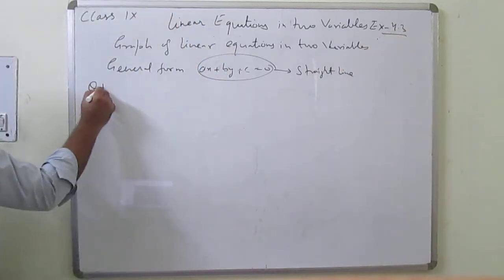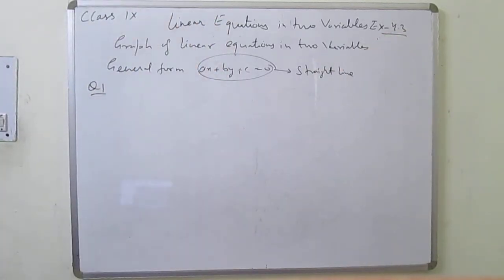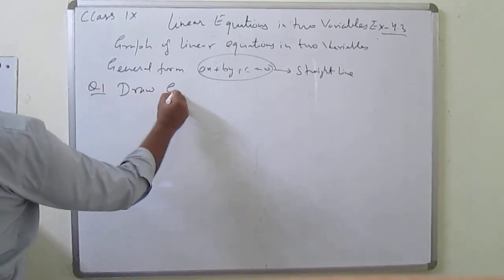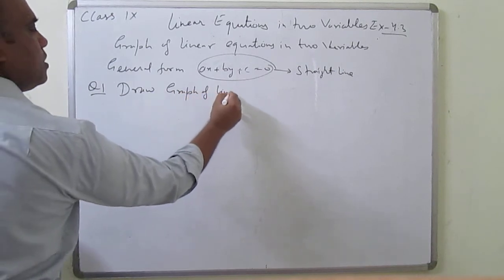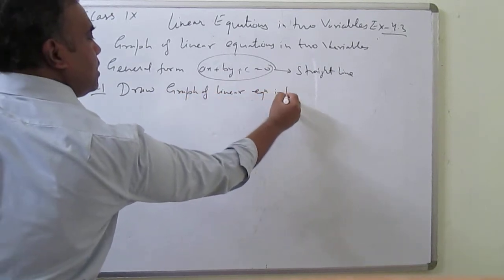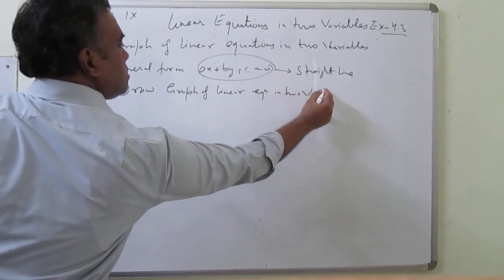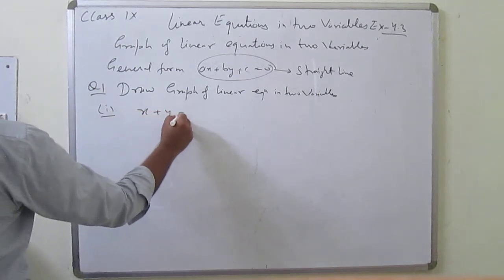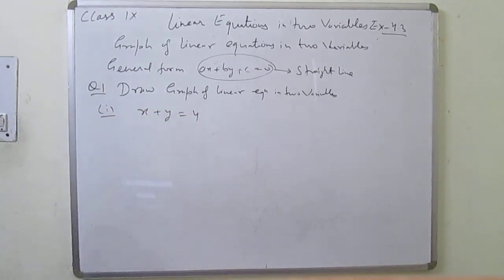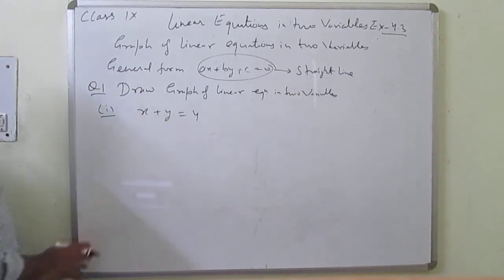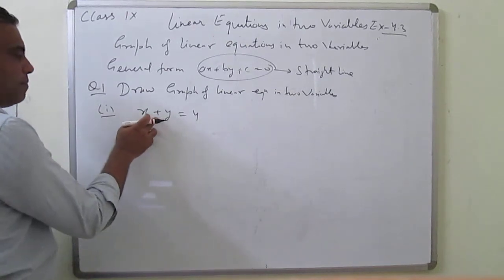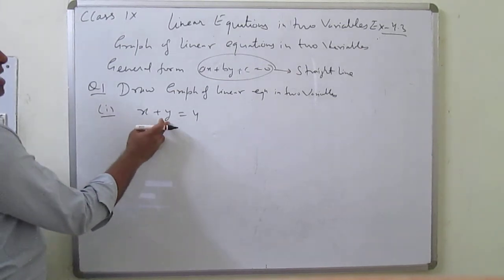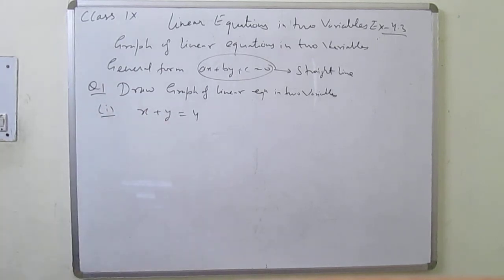Question number 1. Draw the graph of the linear equation in two variables. First part is x plus y is equal to 4. To plot this equation, we find the value of y by putting the value of x. किसी एक वेरिएबल की वैल्यू अपन लेट करेंगे एंड नेक्स्ट वेरिएबल की वैल्यू अपन निकालेंगे.